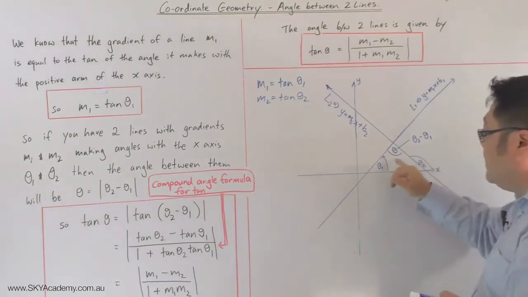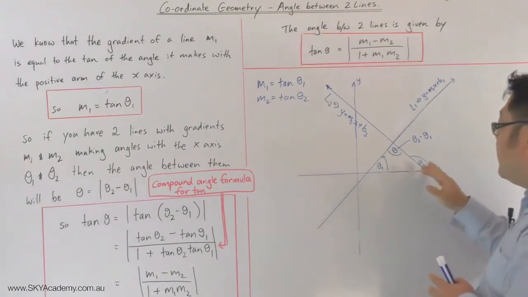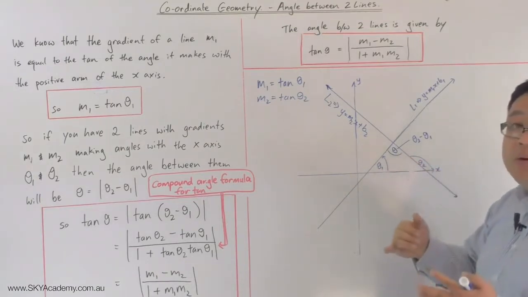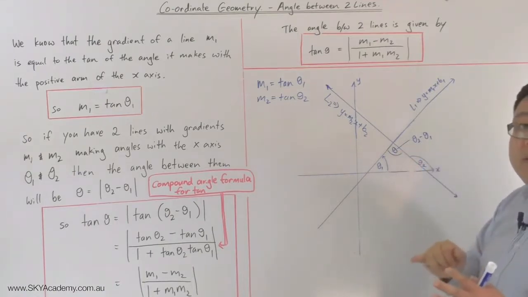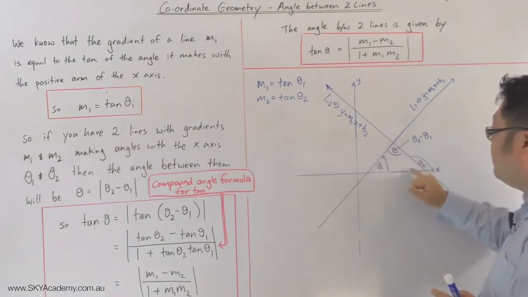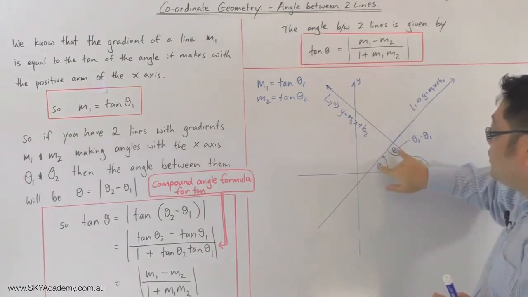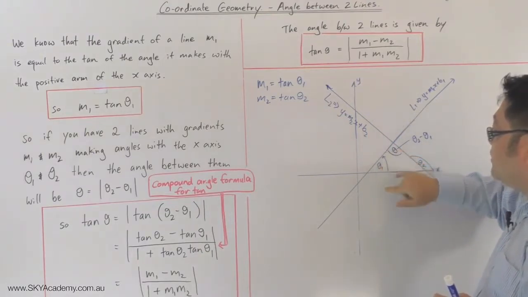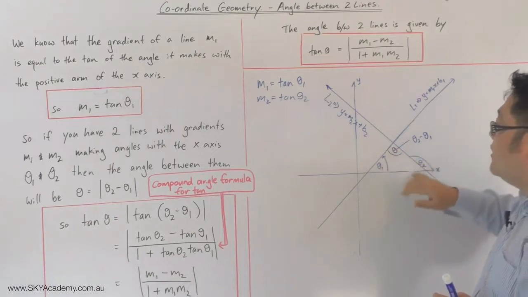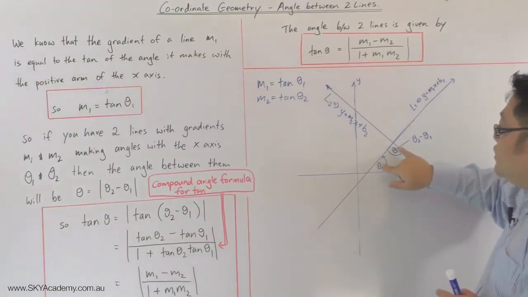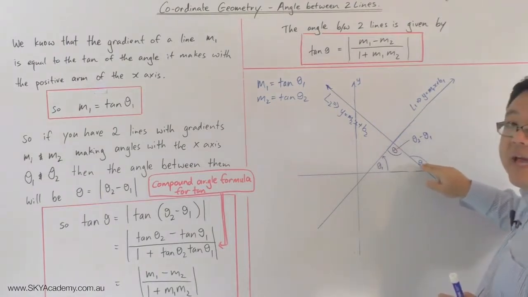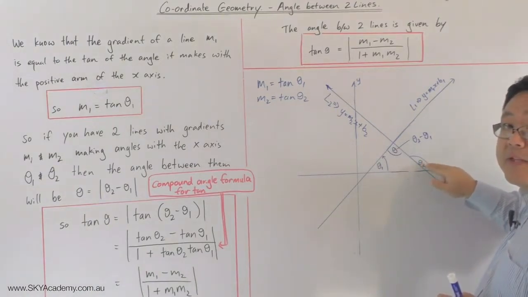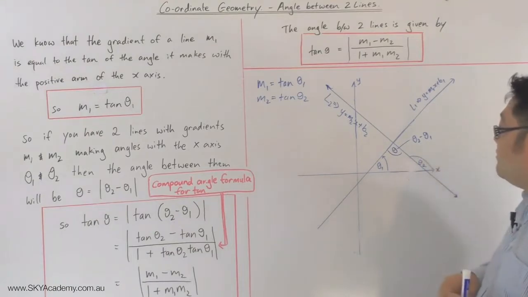If you look carefully, you will notice that this is the case because we are using the external angle of a triangle theorem. So in this triangle here, the two internal remote angles added together will give you the external angle of the other side. Does that make sense?